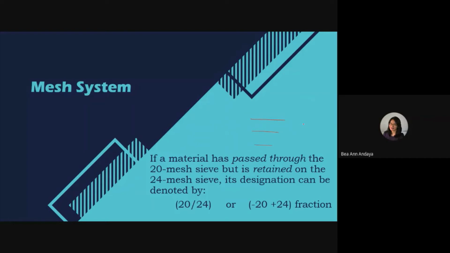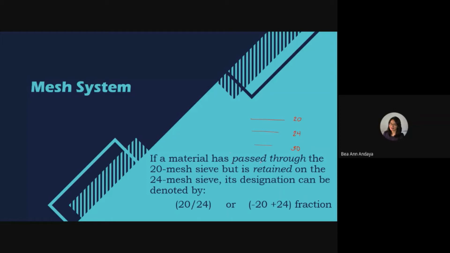What is the mesh number again? That is the number of openings, or the screen apertures, for every inch. So if we say the mesh number of that screen is 20, it means we have 20 openings in the screen for every one inch of its length. Okay? And then the next screen here will be, let's say, 24, and then here, 30. Okay, that is just an approximation.